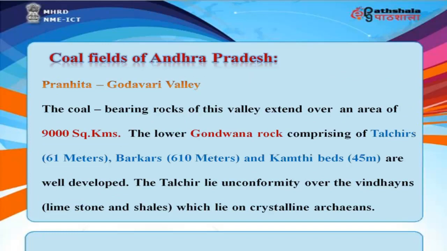Coal fields of Andhra Pradesh. Pranhita, Godavari Valley. The coal-bearing rocks of this valley extend over an area of 9,000 square kilometers. The lower Gondwana rocks, comprising Talcheers 61 meters, Barkers 610 meters, and Kamti beds 45 meters, are well developed. The Talcheer lies unconformably over the Vindhyans, limestones and shales, which lie on crystalline Archeans.